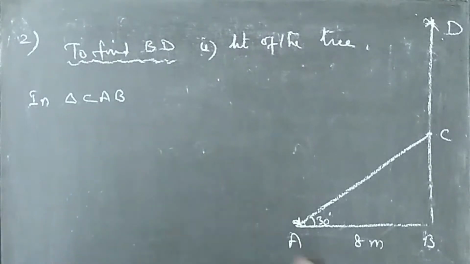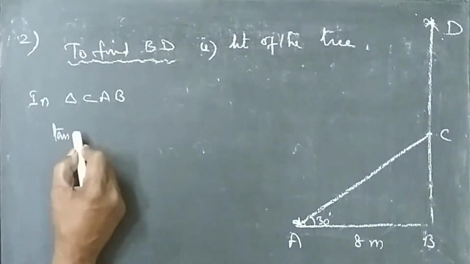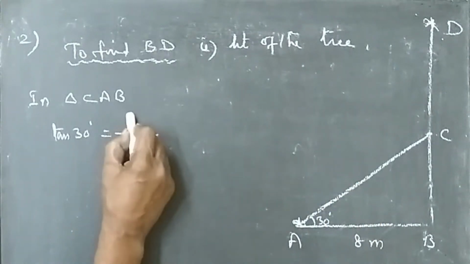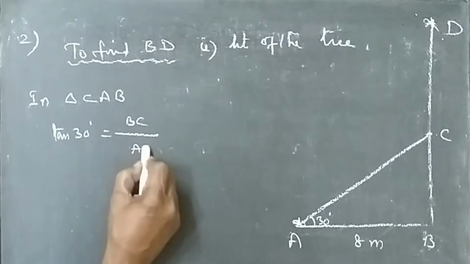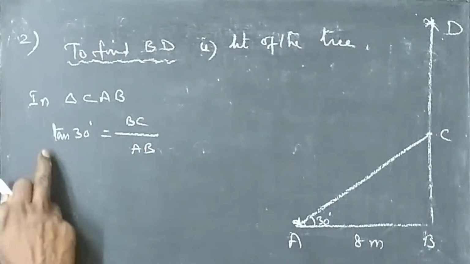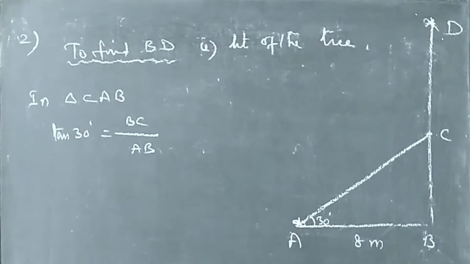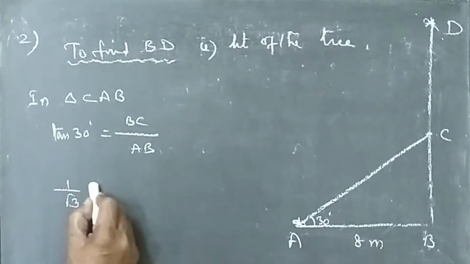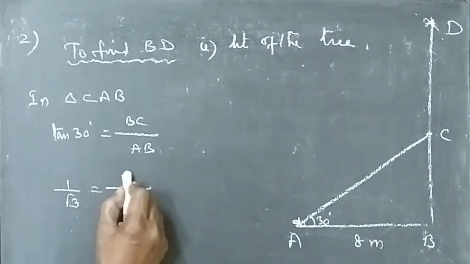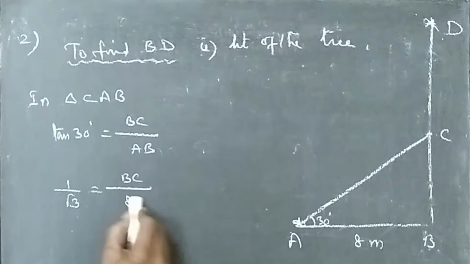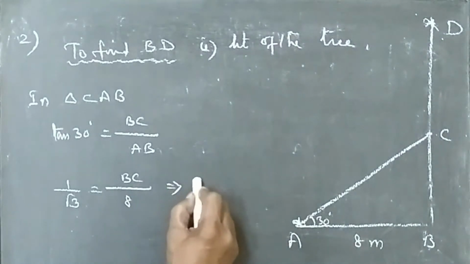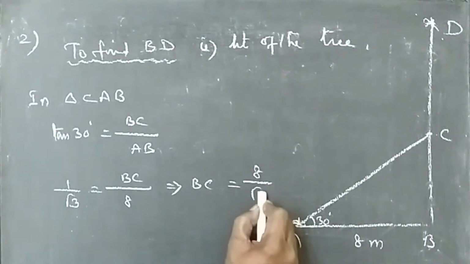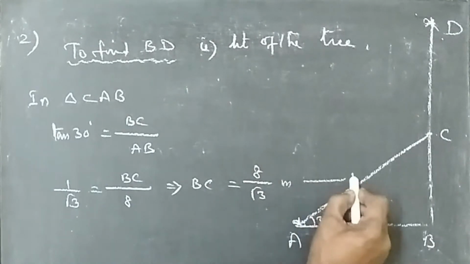In triangle CAB, tan 30 is equal to opposite side by adjacent. Hello guys, tan 30 is how much? Come on, tell me. Yeah, that is 1 by root 3, equal to BC by 8. This implies BC is equal to 8 by root 3 meter. Let it be 1.